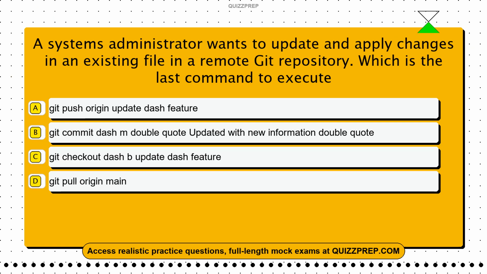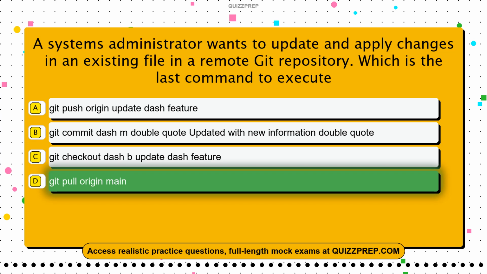Question 128. A systems administrator wants to update and apply changes in an existing file in a remote Git repository. Which is the last command to execute? Option A, git push origin update-feature. Option B, git commit -m "updated with new information". Option C, git checkout -b update-feature. Option D, git pull origin main.